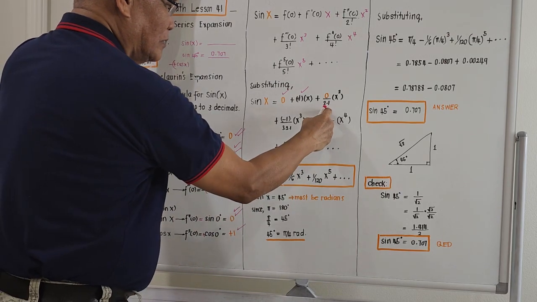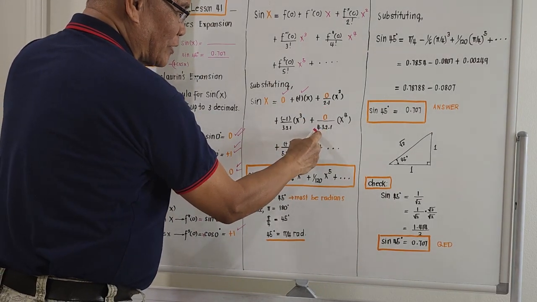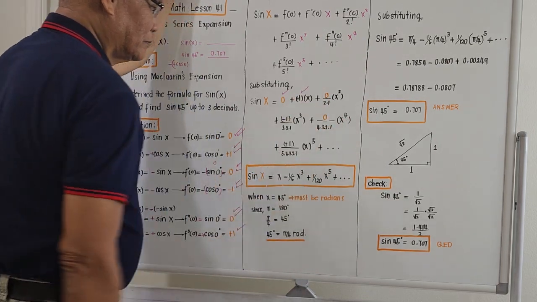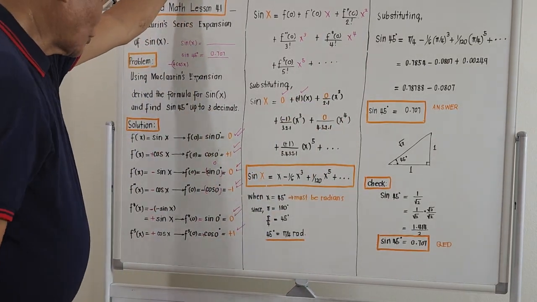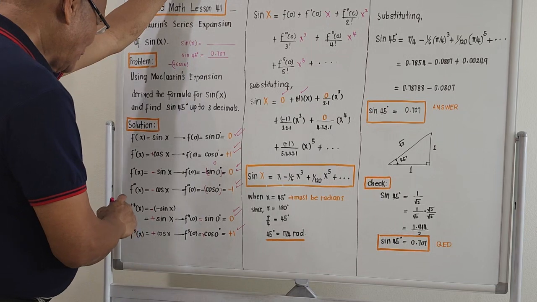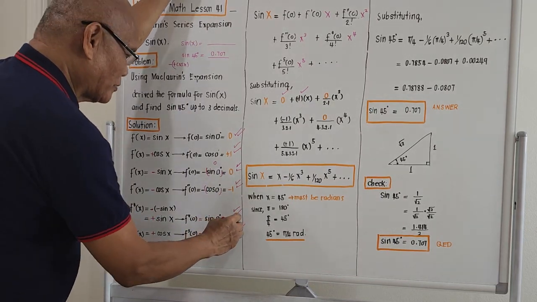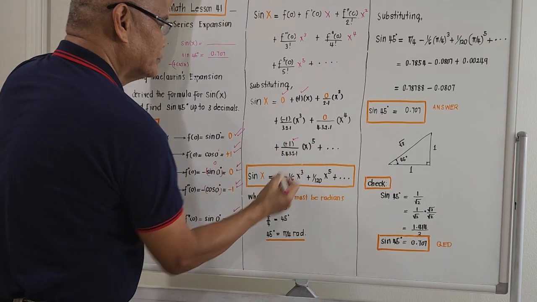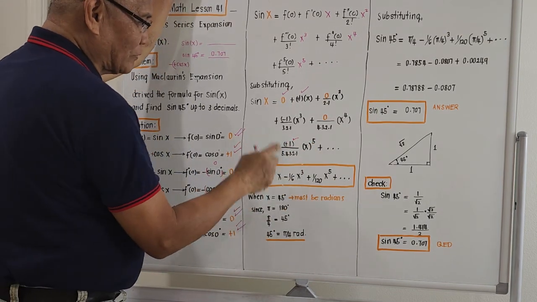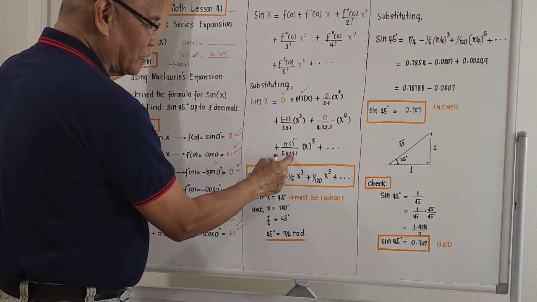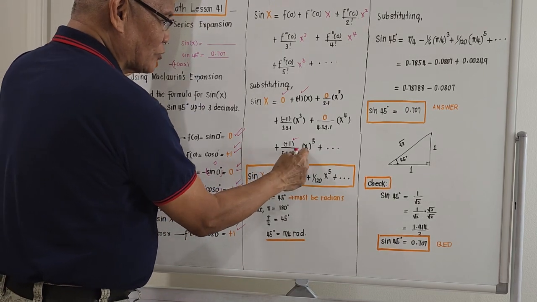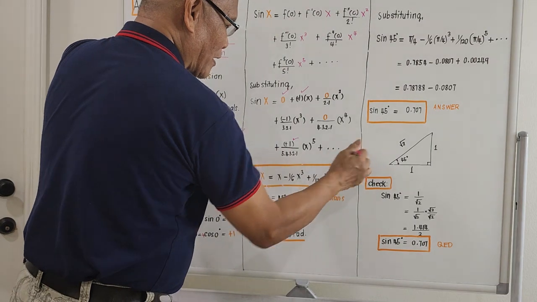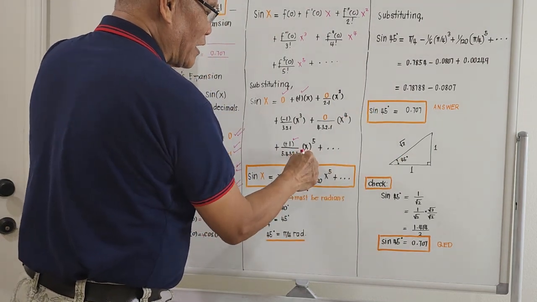So this is 0 over 4 factorial, which is 4 times 3 times 2 times 1 times x to the fourth. Plus the last one, f to the fifth of 0. F to the fifth of 0 is actually plus 1. So this is plus 1, all over 5 factorial, 5 times 4 times 3 times 2 times 1 times x to the fifth. Plus, there are some minimal values over here. We will just stop up to the x to the fifth.